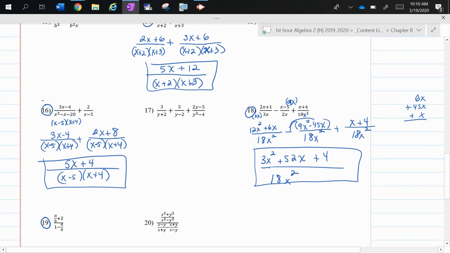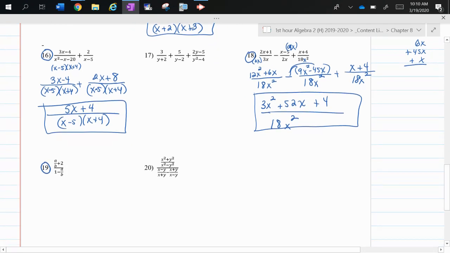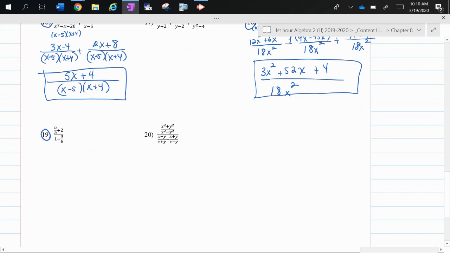And then lastly, we're going to come to a complex fraction. So remember, I'm just reminding you that we simplify complex fractions by multiplying everything within the fraction, the numerator and the denominator, by the least common denominator. So I'm going to multiply everything by b. So a over b, remember a over b times b is just a. And then 2 times b is 2b.